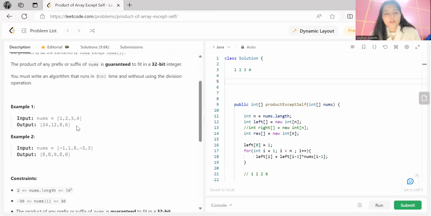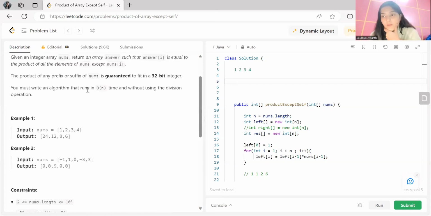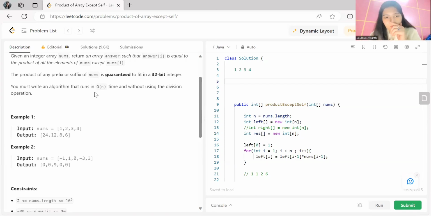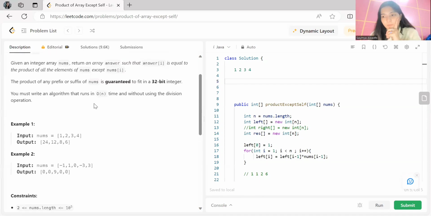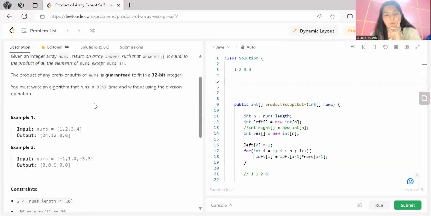So here they are saying that we have to write an algorithm that runs in big O of n, and without using the division operator, as already discussed. So big O of n they are saying. So what can we do to solve this problem? Here what we will do is calculate the prefix and suffix product. Let's understand what I actually mean.